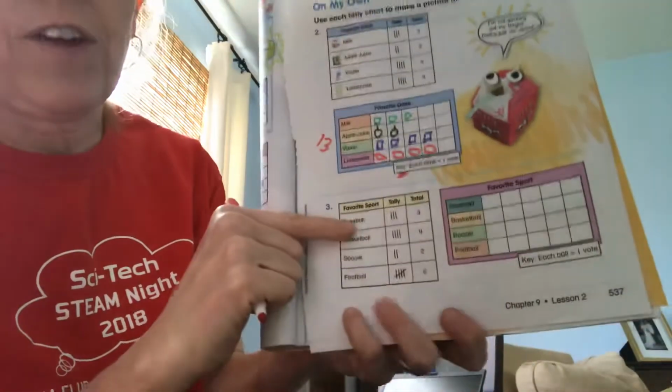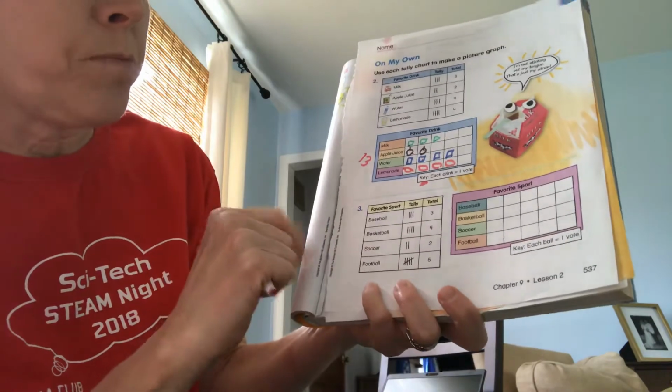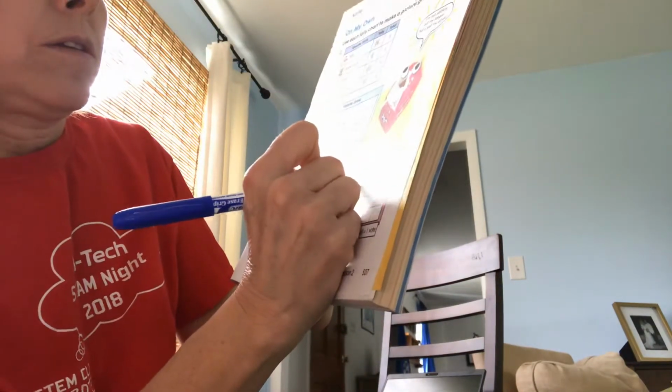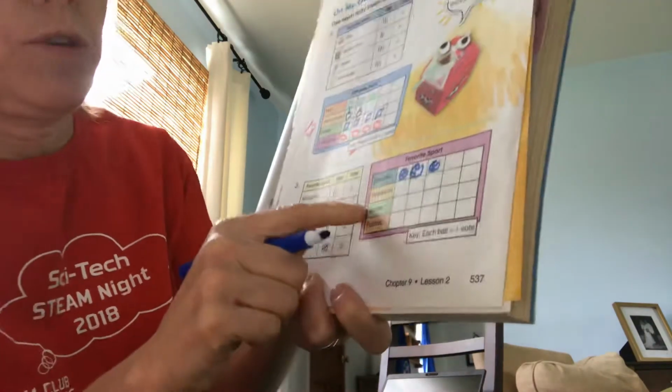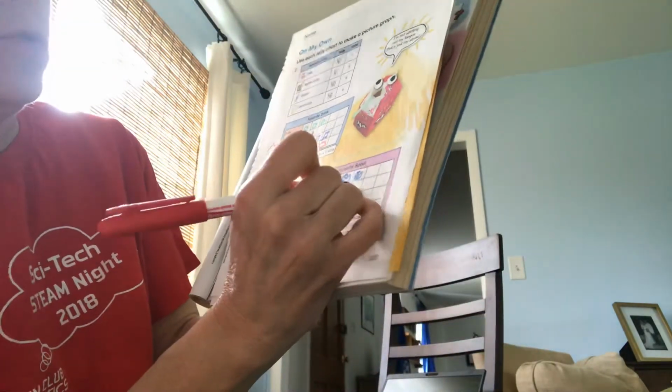Okay. Down here, we have the favorite sport. So we have baseball, basketball, soccer, and football. So baseball, we had 3 votes. So I'm actually going to do that in blue. 1, 2, 3. There's 3 votes. Basketball had 4 votes. I'm going to do that in orange. So 1, 2, 3, 4.